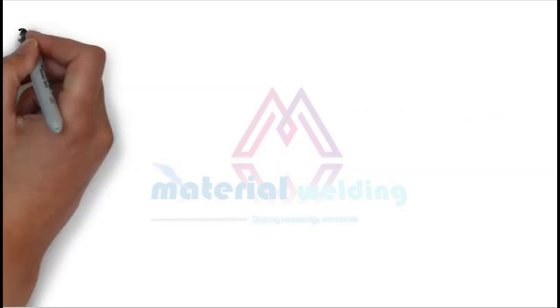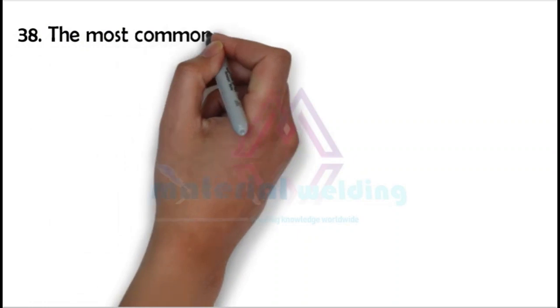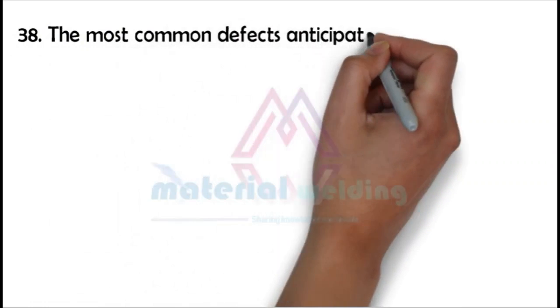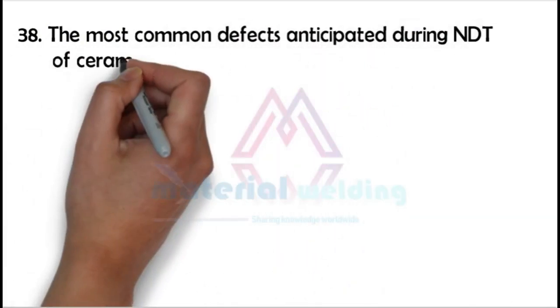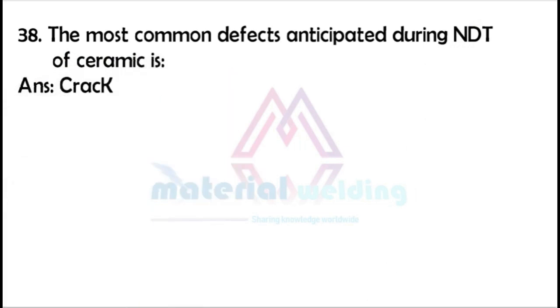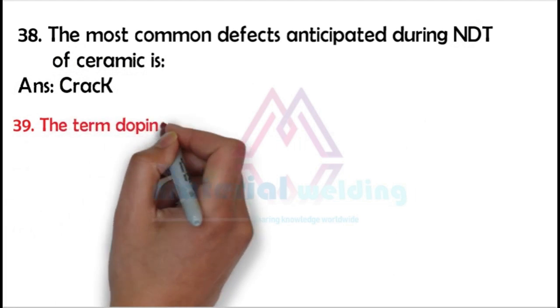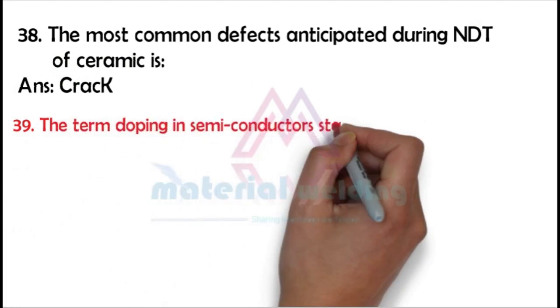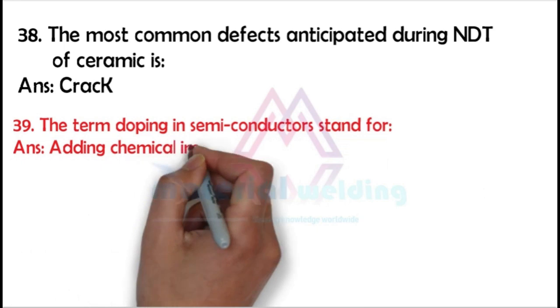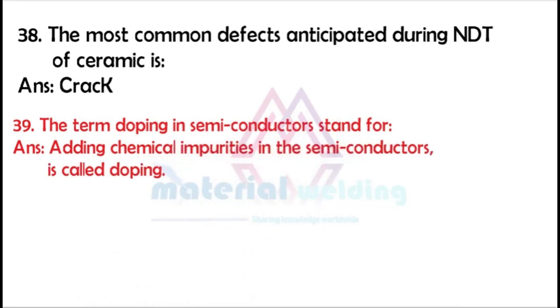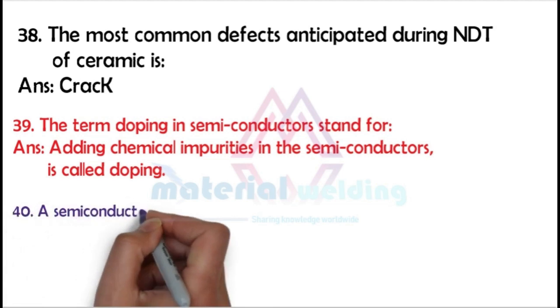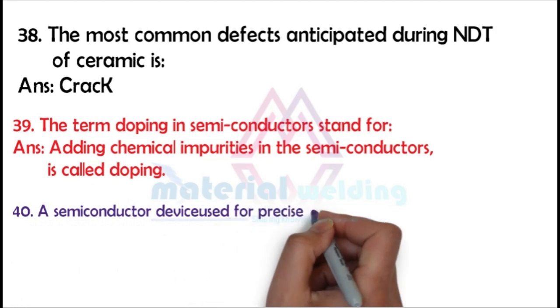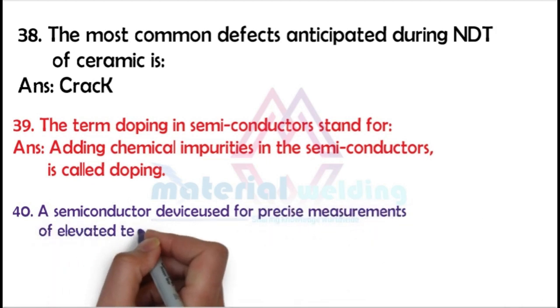Next, the most common defect anticipated during NDT of ceramic is crack. The term doping in semiconductors stands for adding chemical impurities in the semiconductors. A semiconductor device used for precise measurement of elevated temperature is called a thermistor.